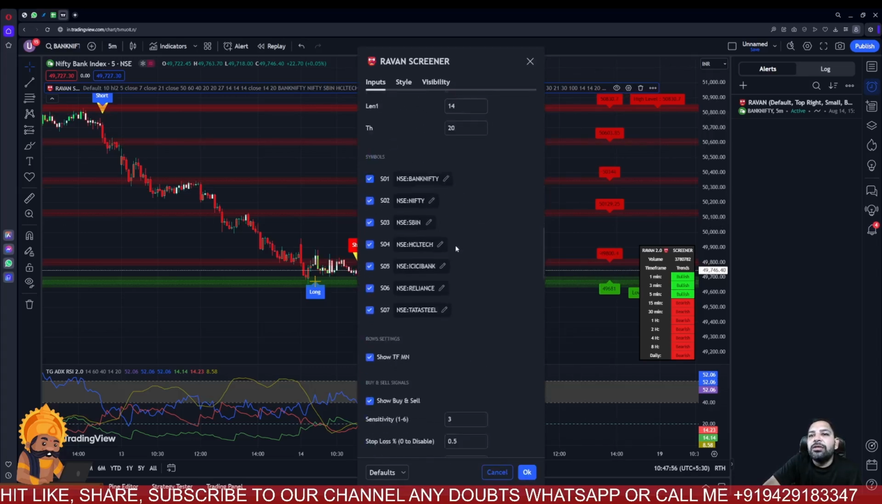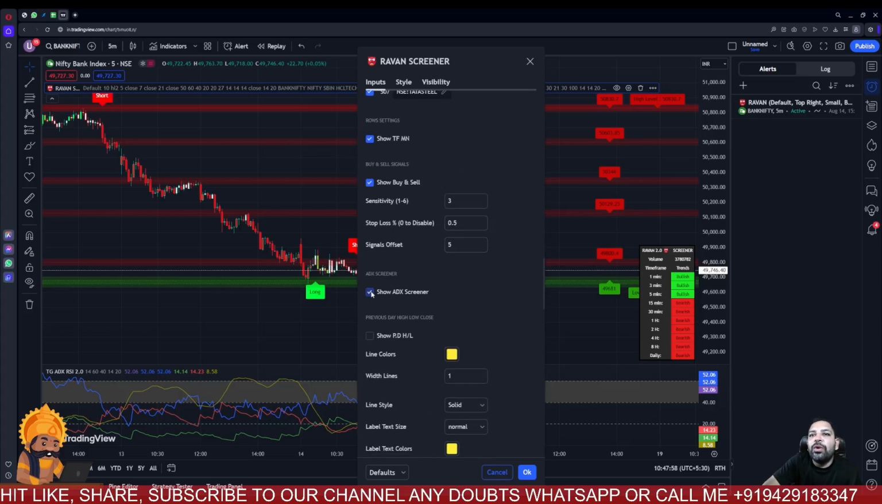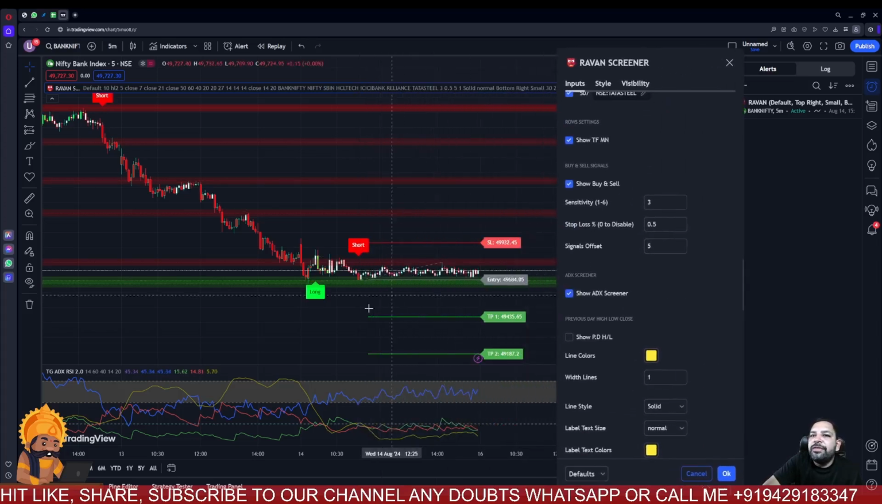And next you can see show ADX screener. Those who do not want to use the indicator below can check mark this and use these values. Here you can see the RSI is 52, right? DI plus, that is the green line, is 14, DI minus is 14, and ADX is 9, right? All three are in a sideways market. You can see from here it's a whole sideways market, right?